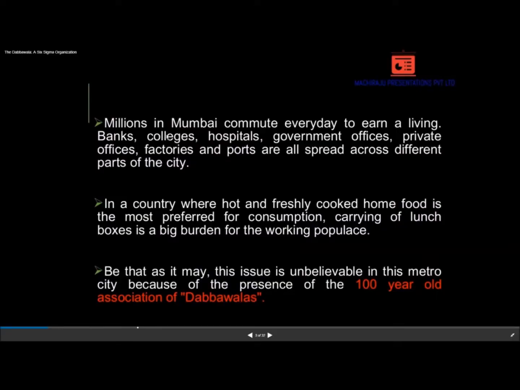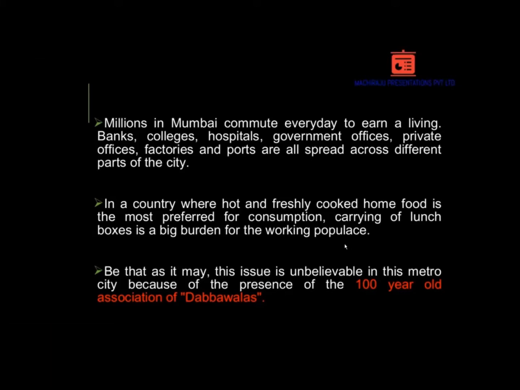So what is the point of this? Millions in Mumbai commute every day to earn a living. Banks, colleges, hospitals, government offices, private offices, factories, spread all over. In a country where hot and freshly cooked home food is preferred for consumption, and this is changing now, carrying a lunchbox is a big burden for a working populace, right? Because you take your food, by the time you get there, the food gets cold. Assume that there's no microwaves and things like that. But again, things have evolved, but the system is still in place. Its efficiency rates are also still in place. And so what would happen is somebody at home creates a meal, puts it in the right kind of boxes, and that's when the magic happens, right?